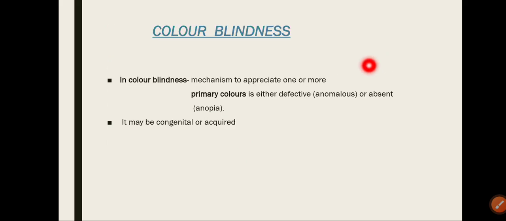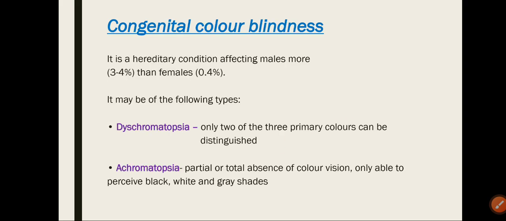Color blindness. In color blindness, the mechanism to appreciate one or more primary colors is either defective, anomalous, or absent, called anopia. It may be congenital or acquired. Congenital color blindness is a hereditary condition affecting males more than females. Males are affected 3 to 4% and females rarely, 0.4%. It may be of the following types.